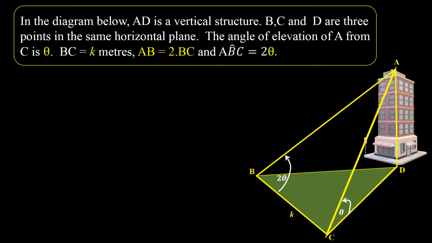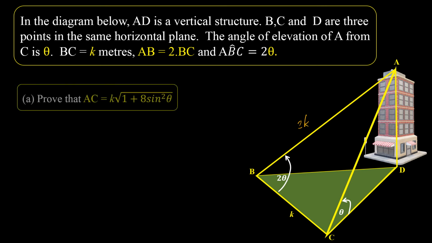Another good question. AD is a vertical structure and we can see BCD in the horizontal plane. AB is equal to 2BC. It's good information. And BC is K. Therefore, immediately we can write in the diagram that BC is K. So AB will be 2 times K. We are going to use that.